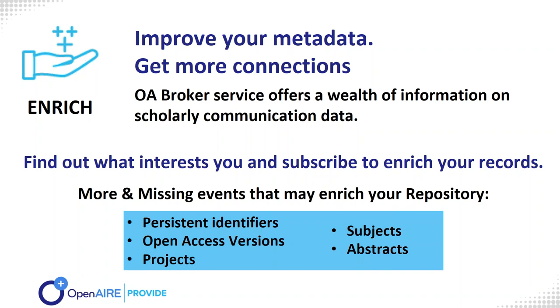So more metadata that you already have, but we can suggest you more or missing. So something that you don't have in your records and that OpenAIRE found useful for you from other content providers, from the process of deduplication and inference that we have in our infrastructure. Things like missing open access versions: you have a restricted access version in your record and we have an open access version from another content provider, we can provide you that information. Missing PIDs, links to funder projects, abstracts, etc. I will show you in the demo all the possibilities of events, of enrichments that we have for you, in more and missing parts.